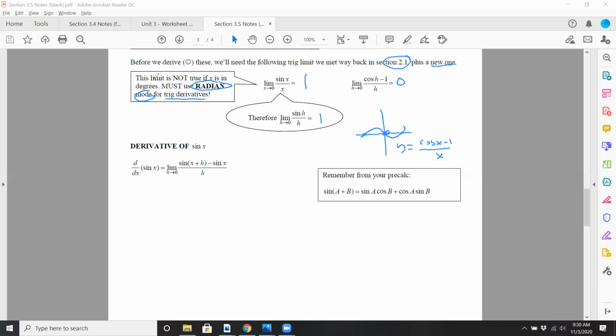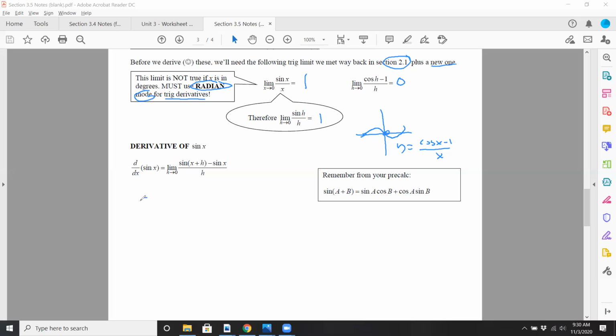Graphically, we are using radians when we evaluate the limit of sine x over x, or the limit of cosine x minus 1 over x. We were in Radian mode, so that might help you to realize you've got to be in Radian mode when doing trig derivatives. Now, derivative of sine x.